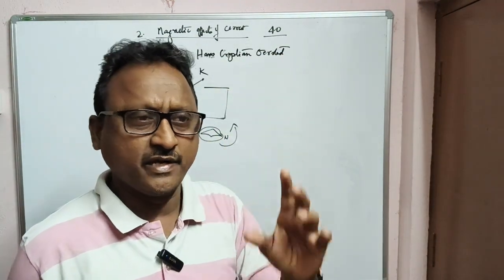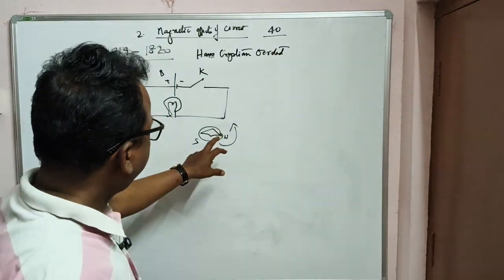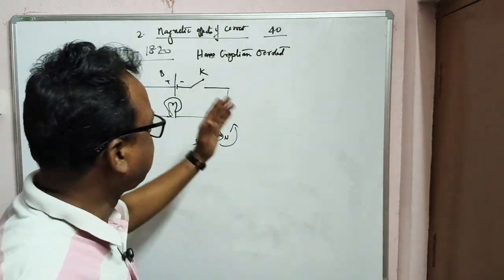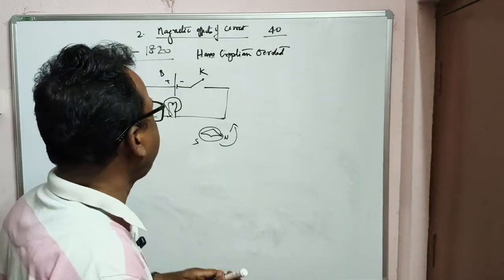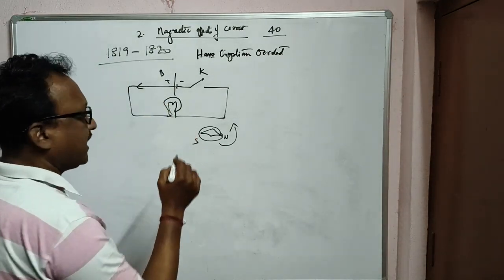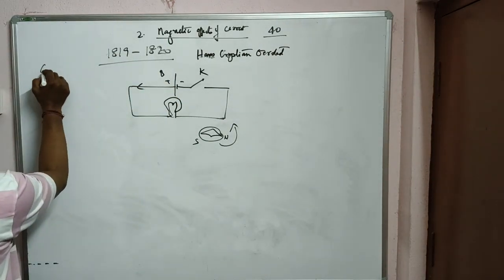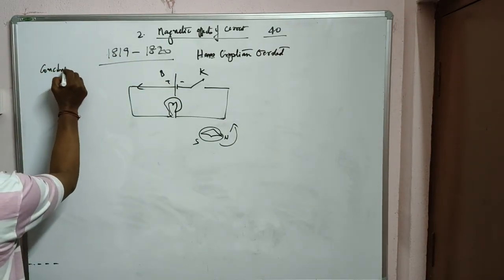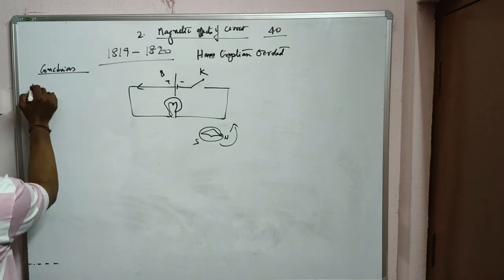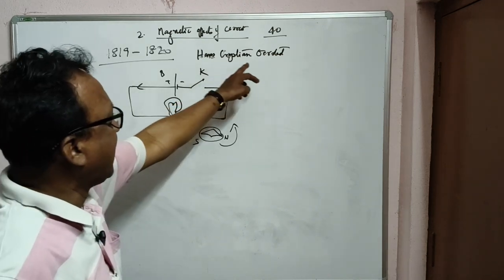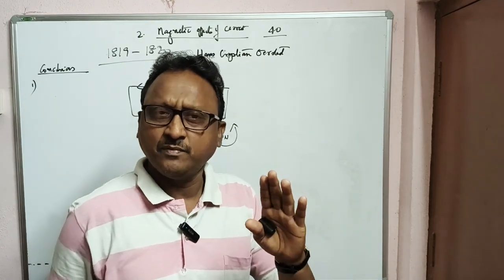Suddenly he got a thought in his mind: why was this compass deflected? Because I am explaining a circuit where current is passing. Then he went into the laboratory and gave some conclusions, Hans Christian Ørsted.